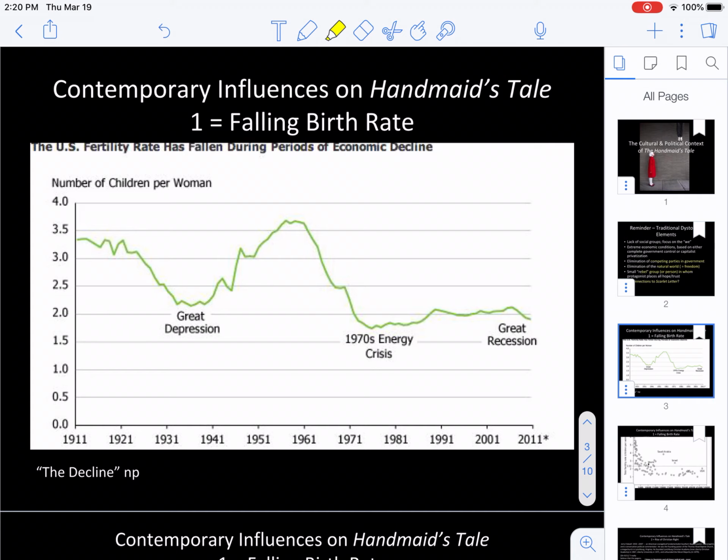Japan, I think, is at 1. So their population is set to be cut in half in the next 100 years or so. So Atwood took this and made it a fertility crisis in The Handmaid's Tale. So this was just economic choices. We can't afford to have 2 children, but in The Handmaid's Tale, there's actually some kind of plague affecting fertility.